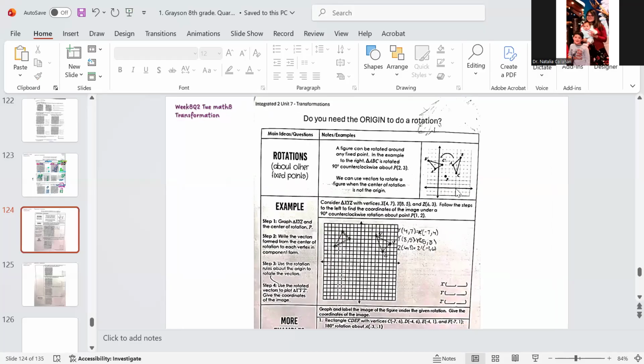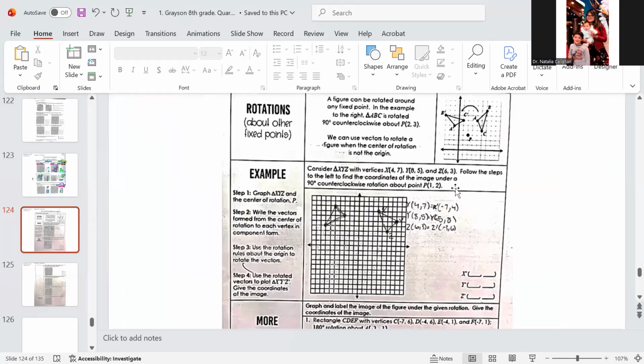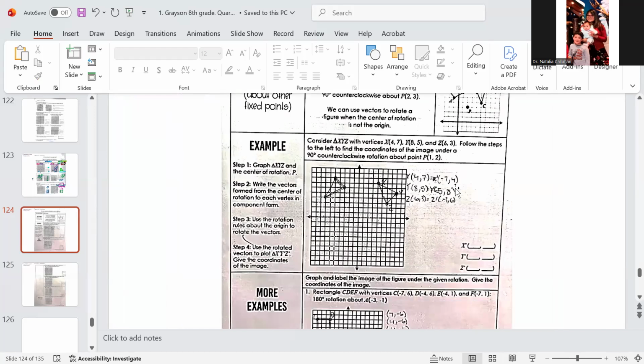Okay, so week 8 is on transformation and maybe rotation. Maybe it's just rotation, I don't know. All right. There is a formula to this counterclockwise rotation. So let's go ahead and figure out what the rotation is.